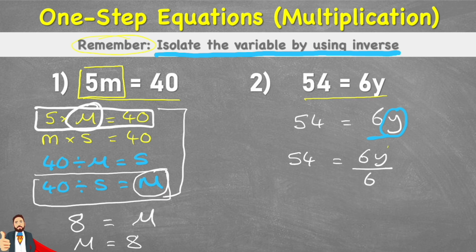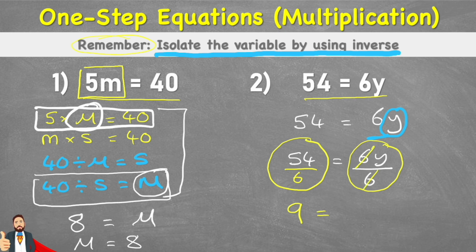But if I've divided this side of my equal sign by 6, I then need to do it to this side too to make sure my equation is balanced. So I'm going to divide this side by 6 as well. Now I can start to solve it. 54 divided by 6 is 9. So this side would be 9 equals, and then the 6 times and the 6 divide equal each other out, and it just leaves me with y. 9 equals y, or in other words, y equals 9. And there you go. That is 2 methods to solving one-step equations that involve multiplication.